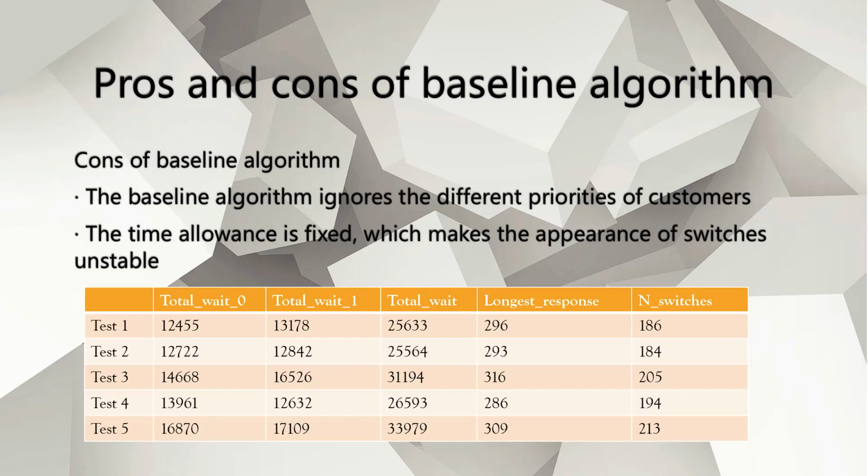Firstly, the baseline algorithm ignores the priorities of different customers, which sometimes makes high-priority customers wait longer. Secondly, the time allowance is a fixed value in the algorithm, which means every customer has to leave the machine when the time allowance is reached, and this makes the switches unstable in the schedule.